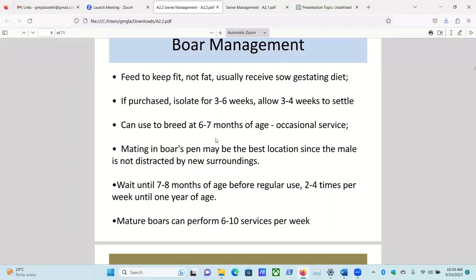Once we purchase the animal, we have to isolate them for 3 to 6 weeks to check whether there are some disease conditions. At the same time, after isolating, we should keep them 3 to 4 weeks to settle in the farm surroundings. So normally, they can be used for breeding after 6 months because sexual maturation is there. But of course, for occasional service only, not for routine service. That means for natural breeding, we can't use them routinely. We should use them occasionally.